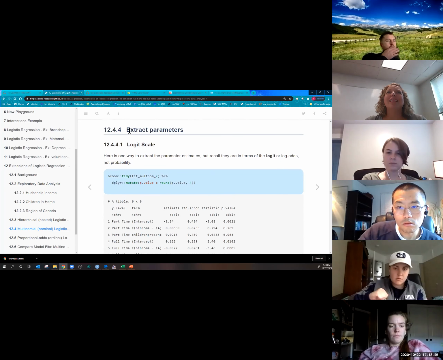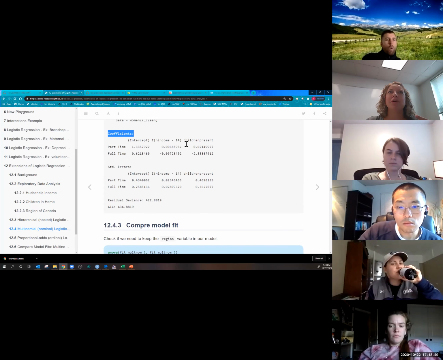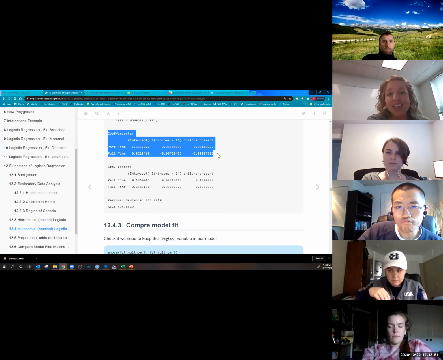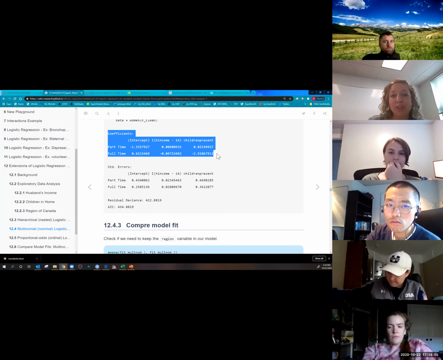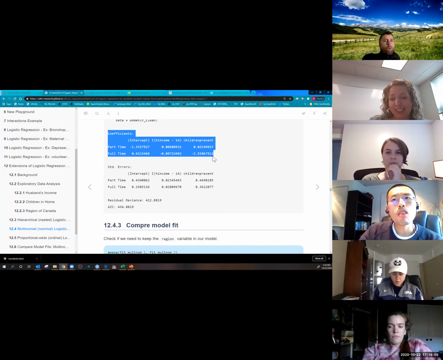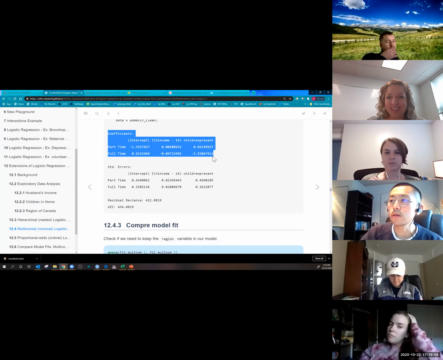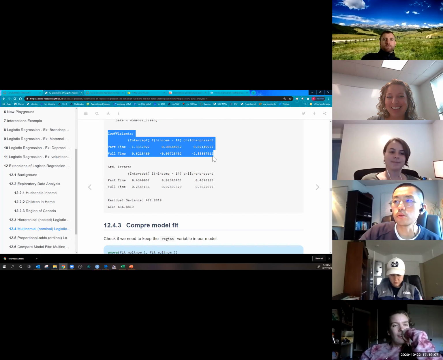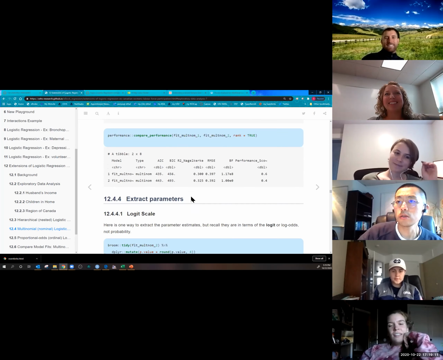Now, the parameters it fits, so here's our model right here. The parameters it fits, these are not on the probability scale. This is multinomial logistic regression, so they're on the logit scale. How do we get rid of that logit scale? Exponentiate.